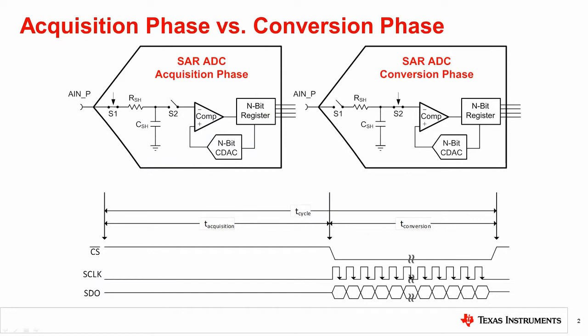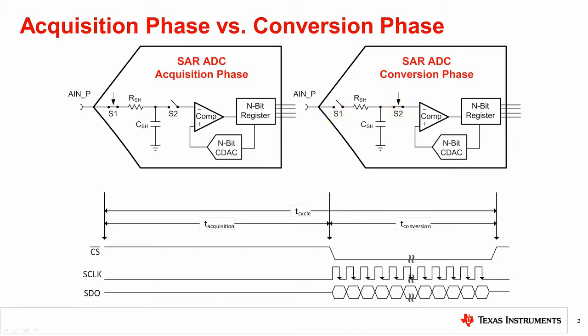Let's begin by covering the two basic stages of a SAR ADC. First, the acquisition phase is when the SAR ADC allows the input signal to charge the sample and hold capacitor. This happens by closing switch 1 while switch 2 remains open. Next, the SAR ADC will enter the conversion phase. The conversion phase is where the voltage on the sample and hold capacitor is translated into a digital code. The switches swap so that S1 is now open and S2 is now closed.